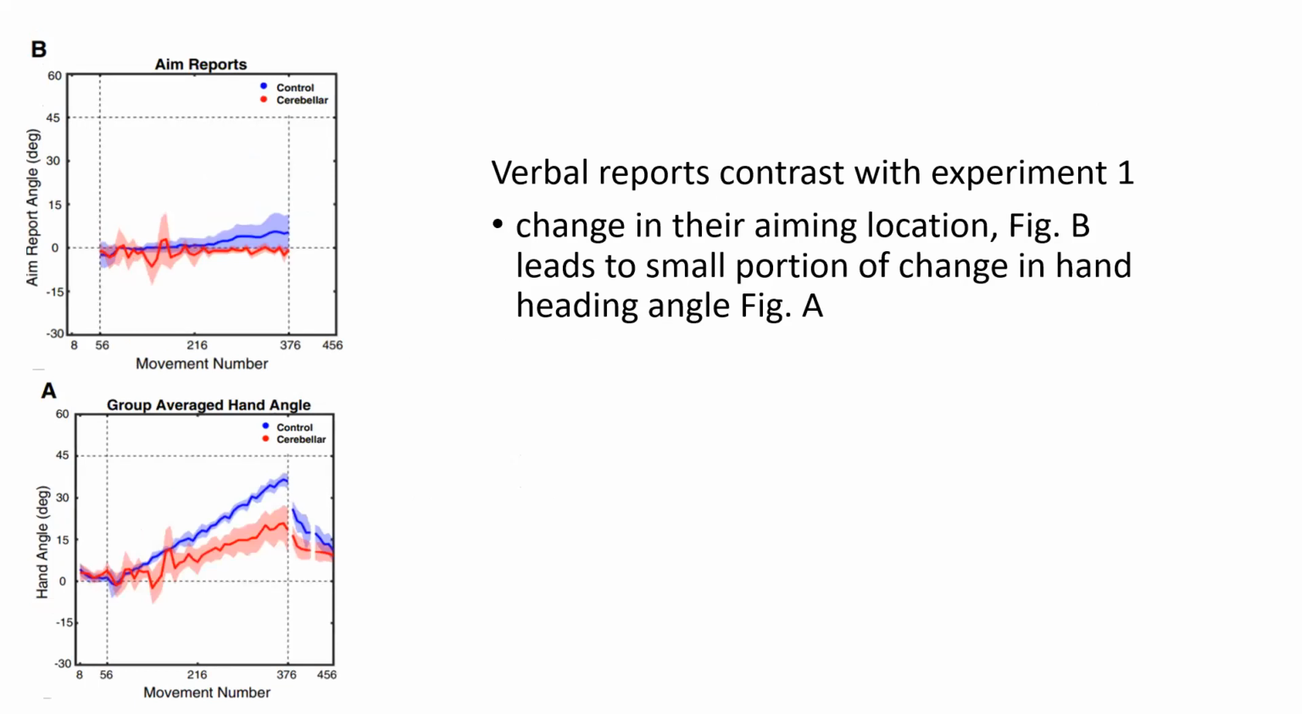Interestingly, changes in the verbal reports for both groups had little to do with changing the behavior. We see in figure B that over the course of the rotation block, aiming report changes very little. Yet, as you can see in figure A, by the end of the rotation block, both groups had significant changes in hand angle.